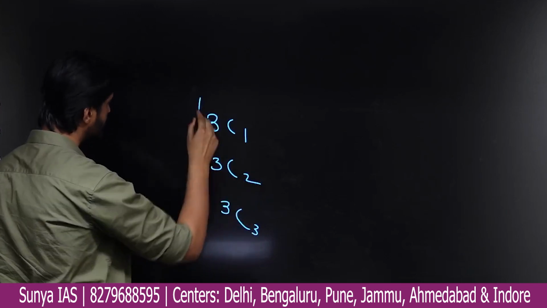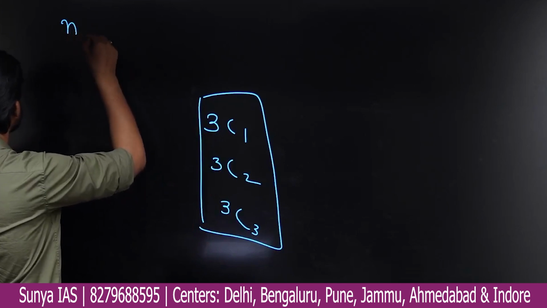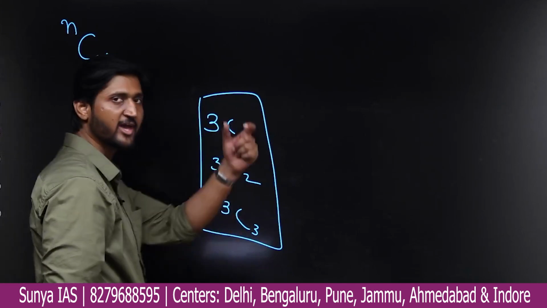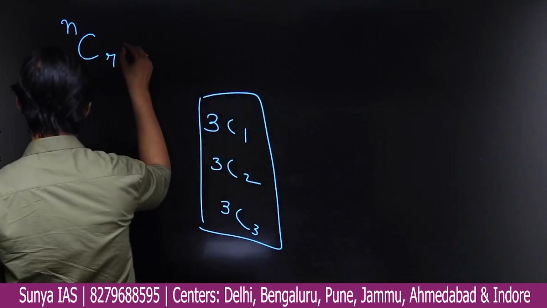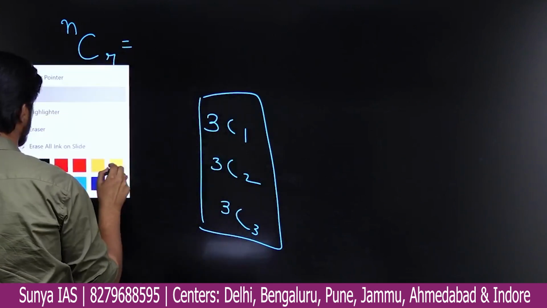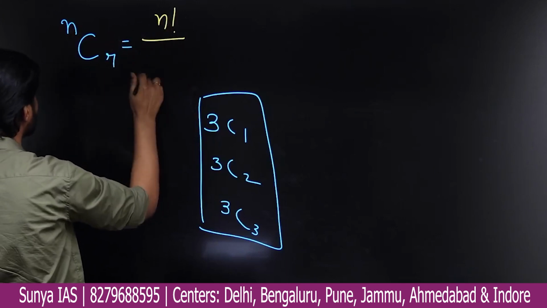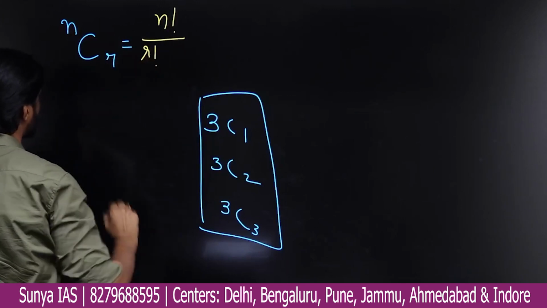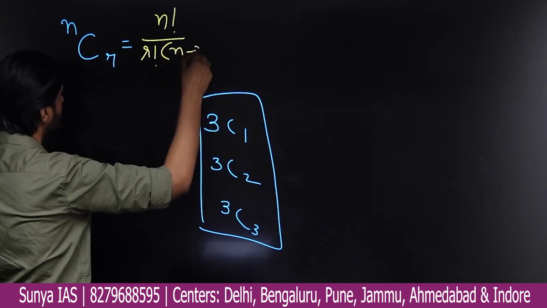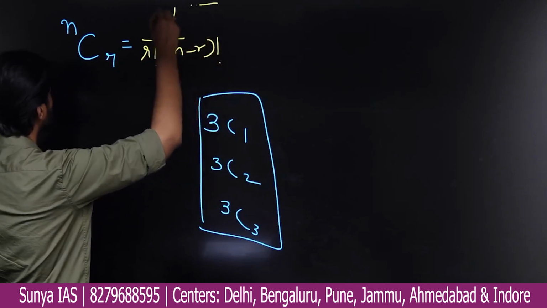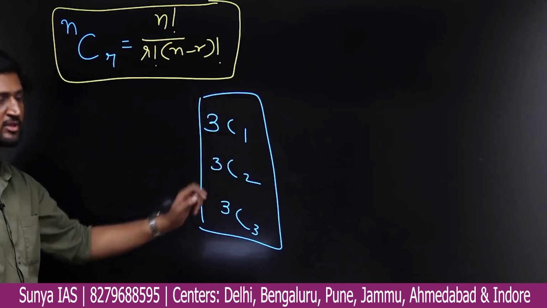If we have something in the format of nCr, out of n things we have to select r things, the formula for that becomes n factorial because it is on the top, then we have r factorial because it is in the bottom, and then we have one more term which is (n minus r) factorial. This is the way of writing the combinations. So the same method we can apply for these 3 also.